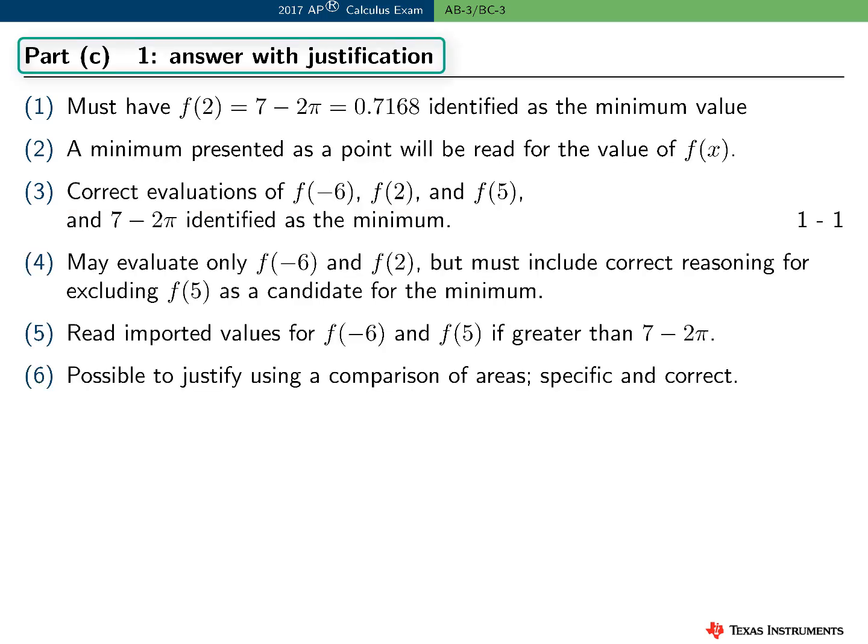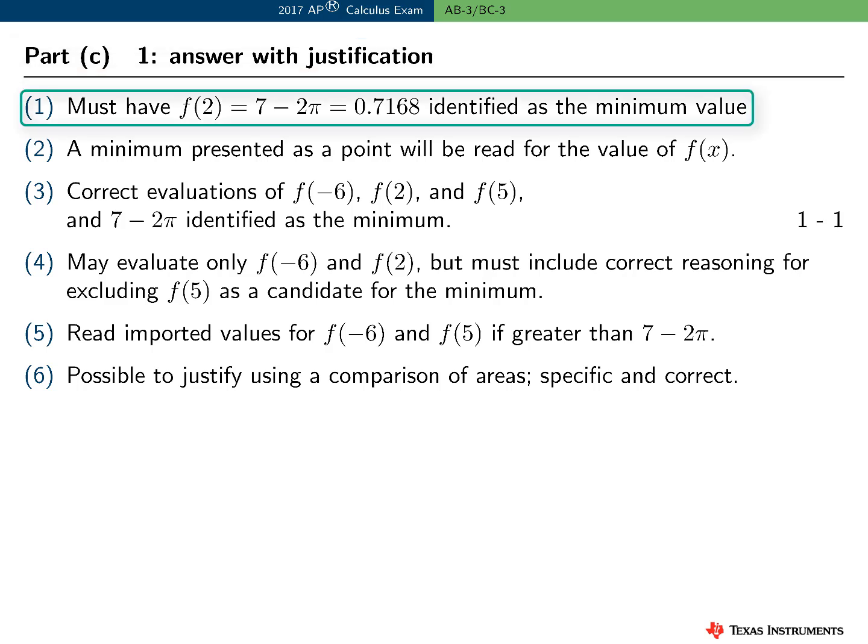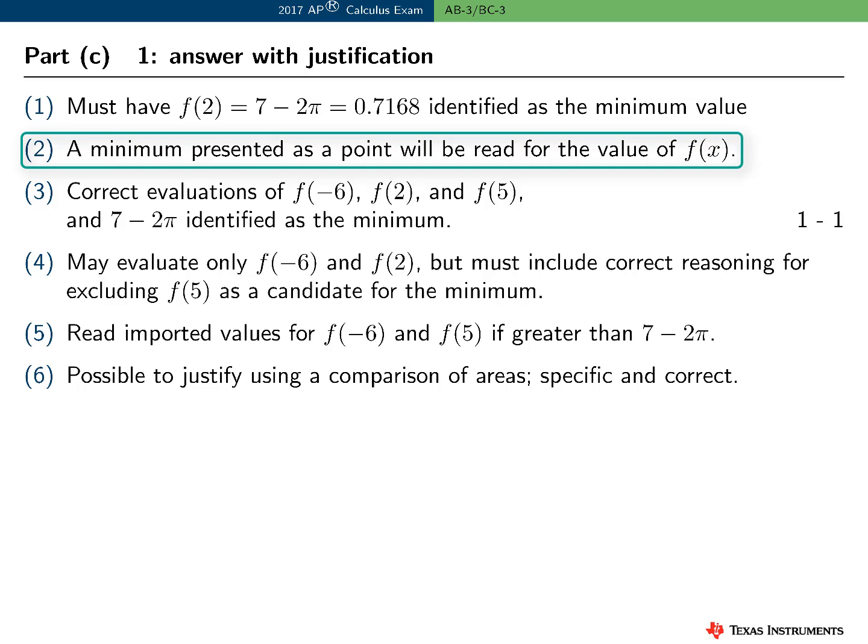The second point in Part C was for the answer with an appropriate justification. The student must identify the minimum value for f of 2, which is 7 minus 2 pi. Now, even though this was not a calculator active question, some students do the arithmetic with pi, and they could report this approximation. Once again, if a student was working this problem in terms of ordered pairs, we'll read only for the value of f of x.